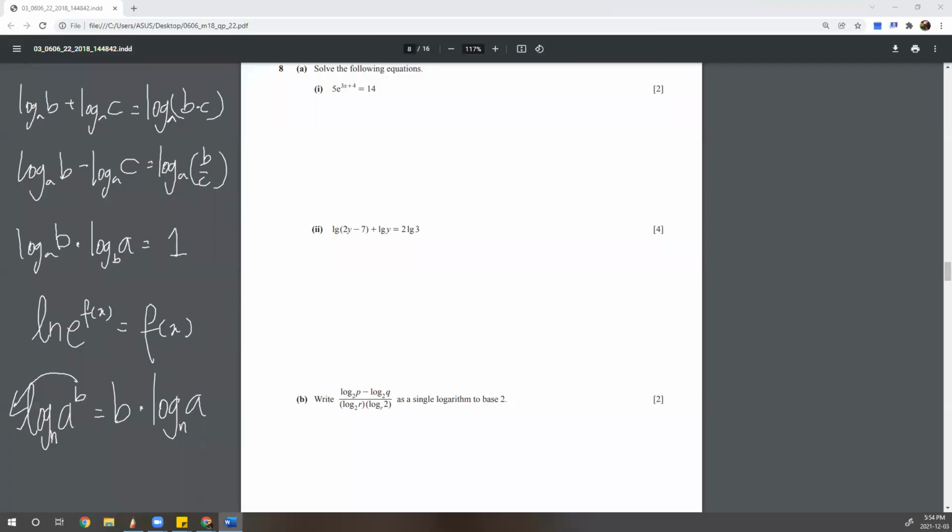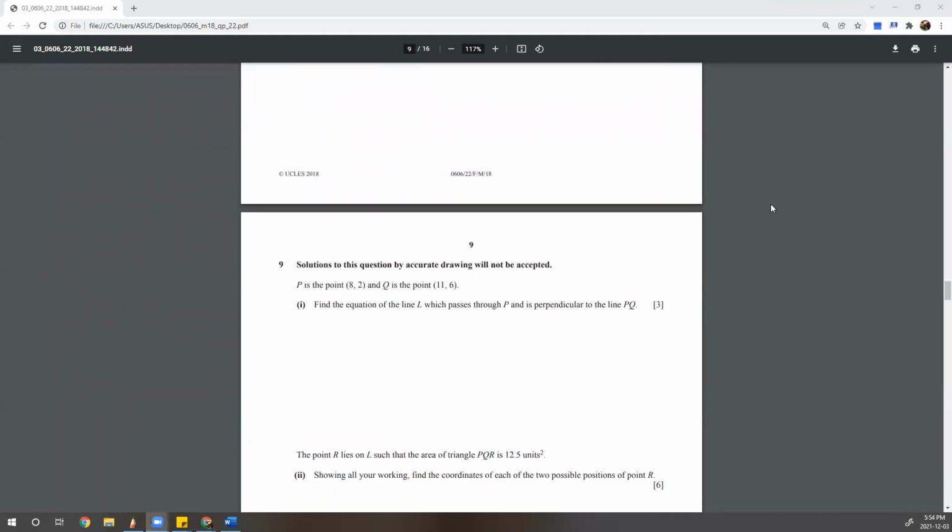Okay, it's quite complicated. I think you need to memorize. What's the difference between the first and second one? Plus and minus. If plus you multiply, if minus you divide, right? Yeah. Okay, 9.